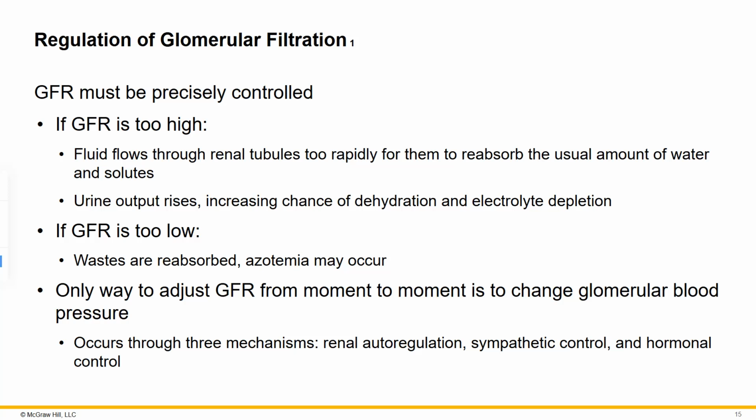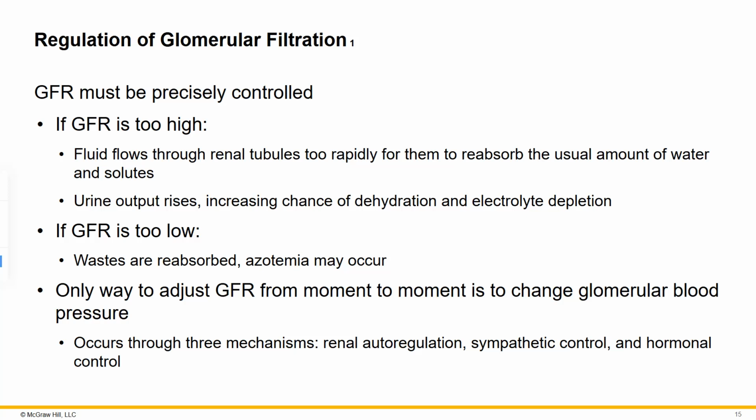The glomerular filtration rate must be precisely controlled. If it's too high, fluid flows through the renal tubules too quickly for them to be reabsorbed, and we lose a lot of nutrients in our urine. Urine output rises and increases the chance of dehydration and electrolyte depletion. If the glomerular filtration rate is too low, wastes are then reabsorbed, and azotemia may occur.